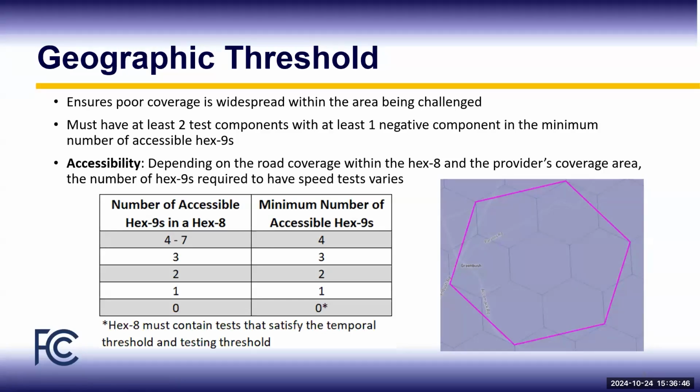If a hex 8 has 0 accessible hex 9s, perhaps because there are no roads in the area, the geographic threshold does not need to be satisfied.